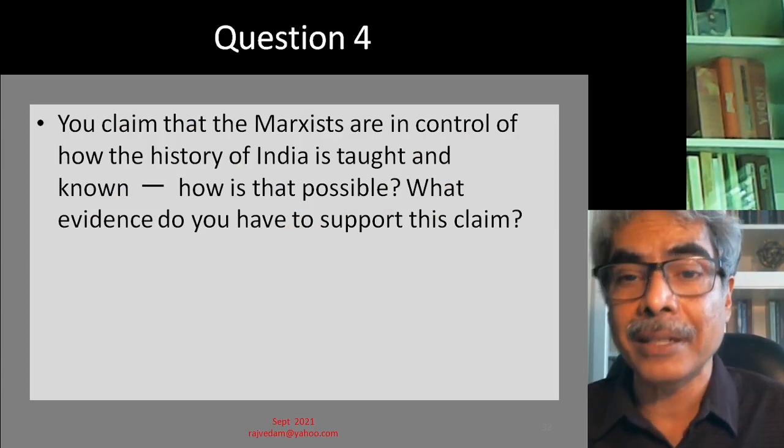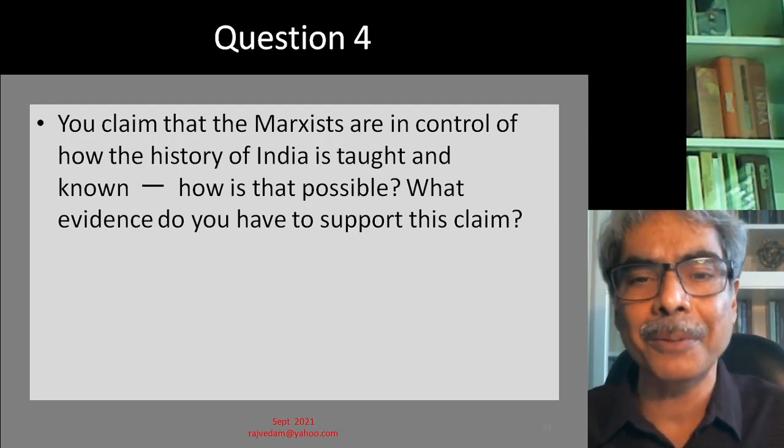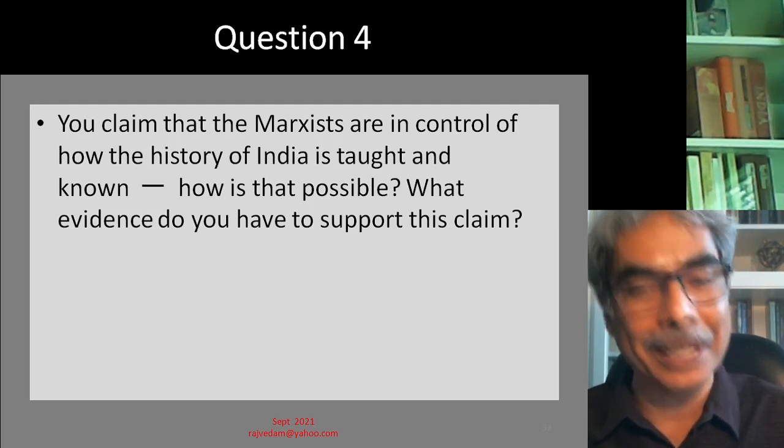Okay, your fourth question. You claim that the Marxists are in control of how the history of India is thought and known. How is that possible? What evidence do you have to support this claim? Thank you for this question.